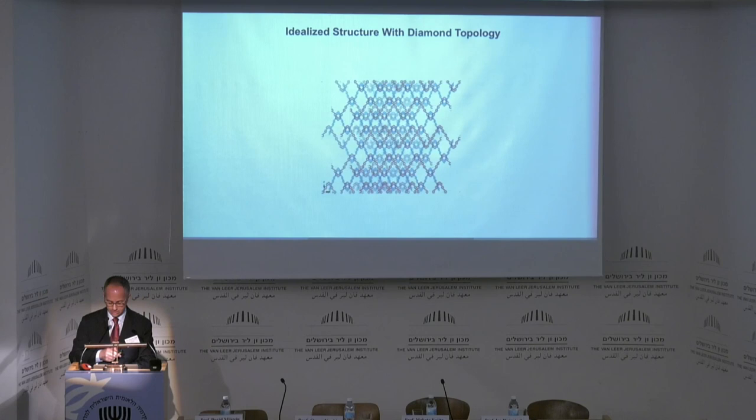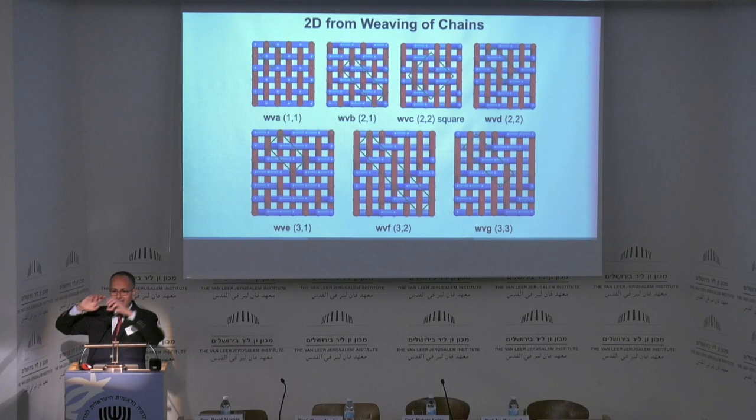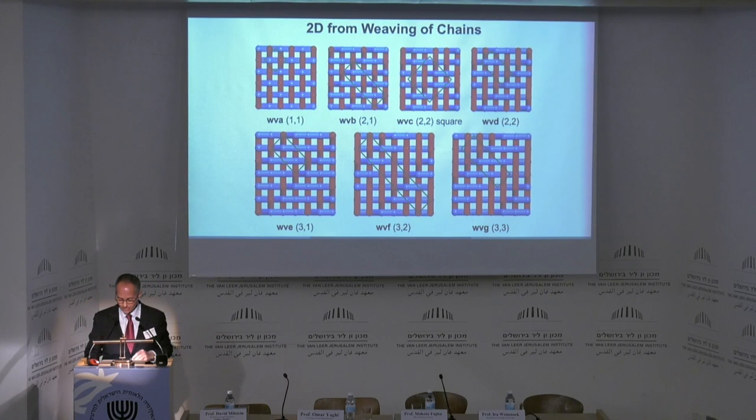Well, everything you can think of could be woven. All you have to do is make sure you have that up and down and that you can control the angles between them, so applying reticular chemistry to them. You could make things as intricate as this woven pattern where you have one up and one down, or two up and one down, or two up and two down, and so on. You can make not just the structure I showed you, but other structures can be woven.